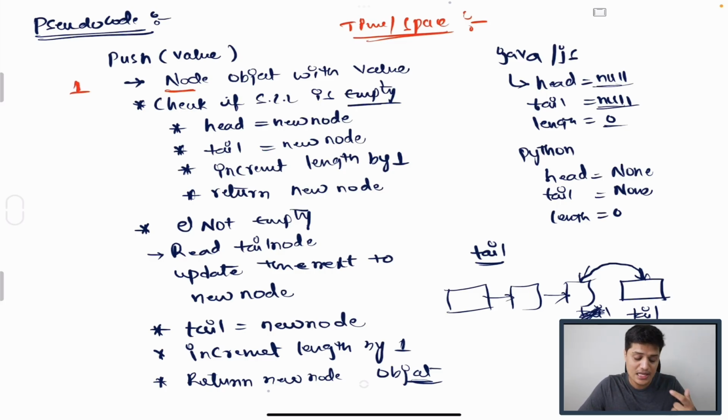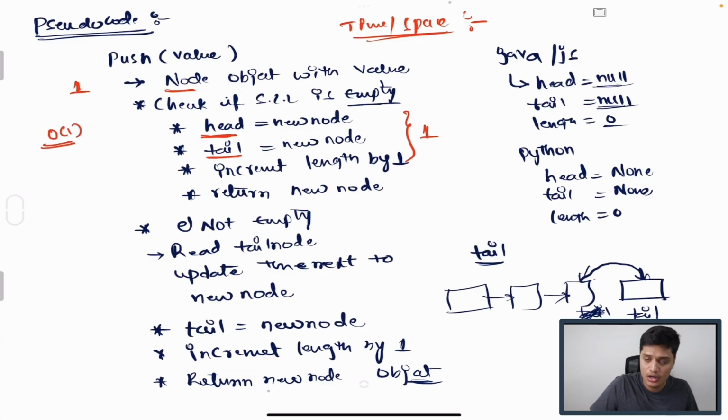Similarly, in the case where we don't have the nodes at all inside the singly linked list, we are simply updating the head node and tail node with the new node that we are creating. Since these are simple assignment operations, and incrementing the length also is a simple assignment operation, these operations will take 1 unit of time itself. As a result, when we don't have any nodes inside the singly linked list, the time complexity will be order of 1 only.